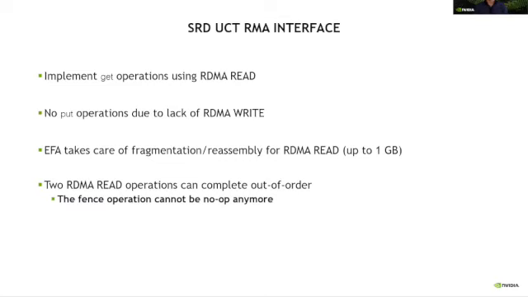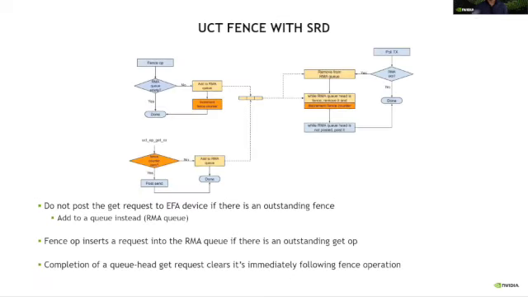In InfiniBand, you have guarantee for in-order completions, so the fence operation happens to be a no-op. But this cannot be the case anymore with SRD. And to address that, this is a design that we have. Basically, we use an additional queue. We call it an RMA queue, showing it here in the center, to keep track of all outstanding get and fence operations, and their relative order.